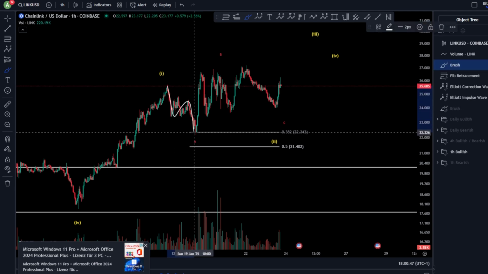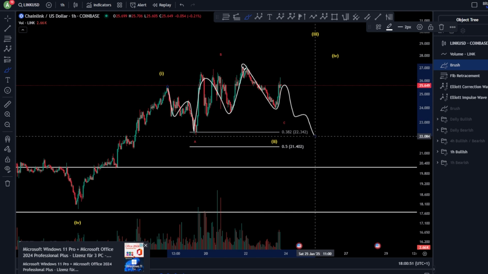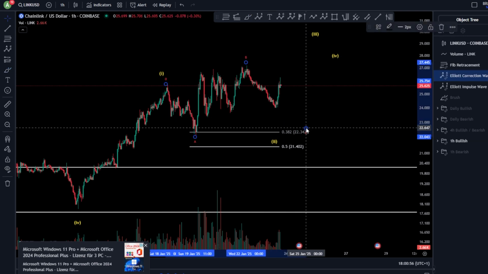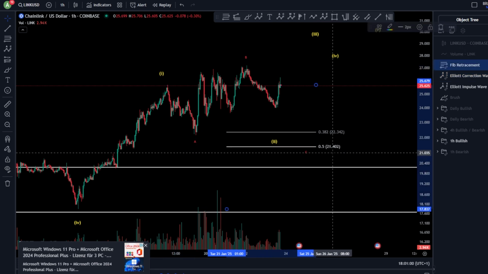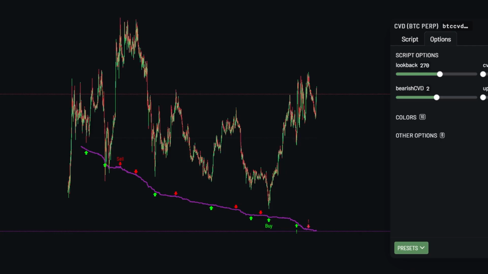And I think this is 3 waves down. Let's say 3 waves up, and then 1, 2, 3, 4, 5. Yes, exactly. This is what I think. So this is your wave B here, and probably we hit even lower, probably 0.5. That is very possible. Let's take a look at KGT.